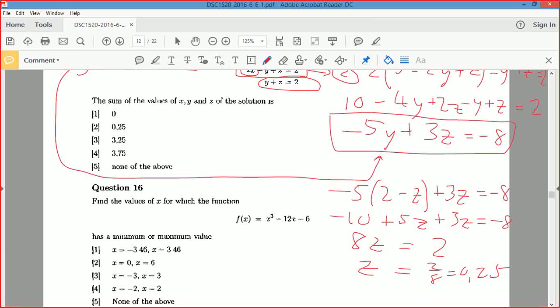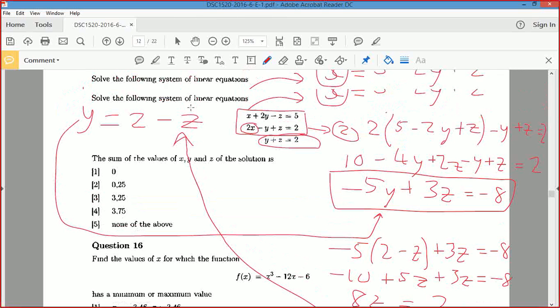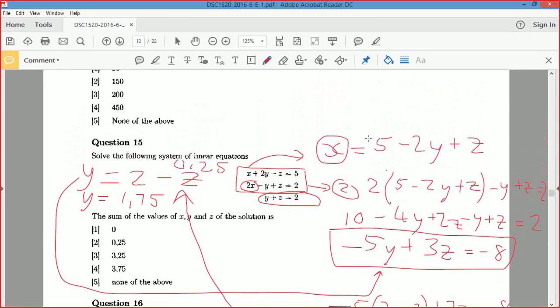Okay, that was what? That was z. Yeah, z is 0.25. So now you've got z, which is 0.25. If I put 0.25 back into there, 2 minus 0.25 is 1.75. Okay, so that's y, and then I need x. So now I can put in.